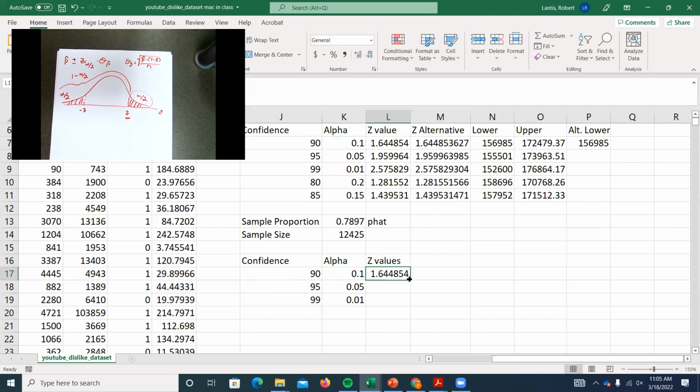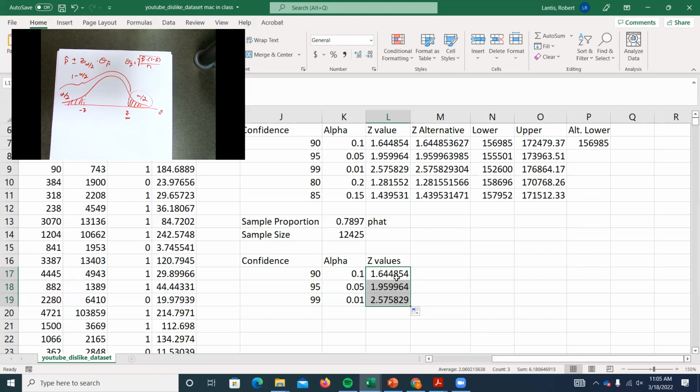Okay? Now, if I copy this down, it gives me the number of standard deviations away I need to go for the next 2 levels of confidence that I also want to build confidence intervals for. So we'll end up with 3 different confidence intervals, each for a different level of confidence. Okay.